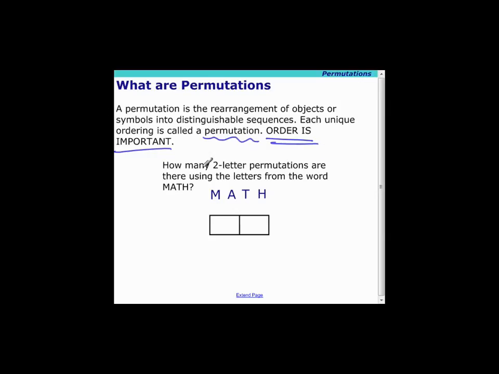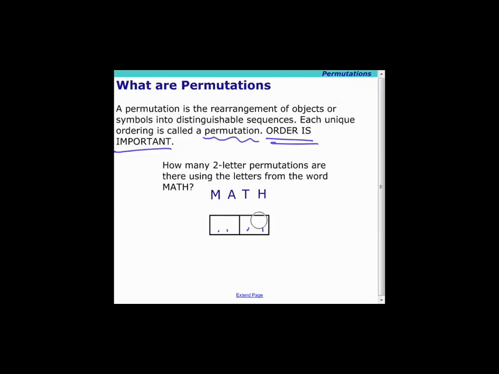So if I said how many 2-letter permutations are there using the letters from the word math, where you can't do repeats, well, I'd look in here and say, I guess I could put an M there and then an A there, and that would be one permutation. And if I didn't do an MA, if I did an A then an M, that would be a different permutation. Now, this might be an easy one, where I might be able to list all the ones I know, and there might be 12 different ones. But it might be hard to determine exactly how many permutations there are.